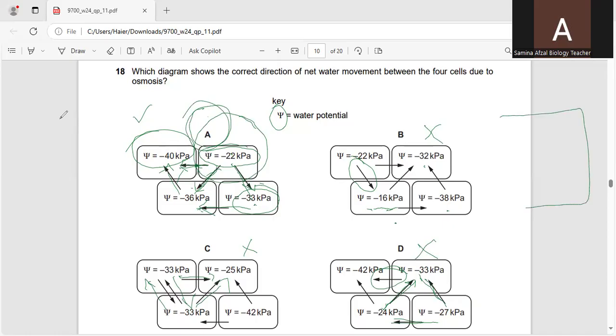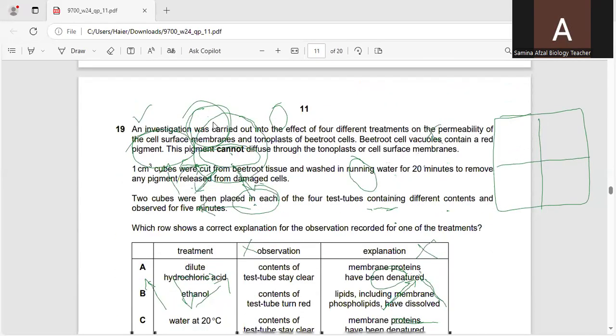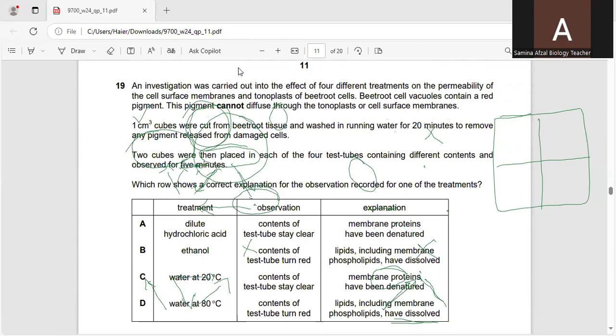Water will move always in the direction where it is in higher water potential. It will not move from lower water potential towards the higher water potential. So water will always move from its higher potential towards the lower potential. So A is the correct option. Try to understand, watch these direction of these arrows, then you will be able to understand it.